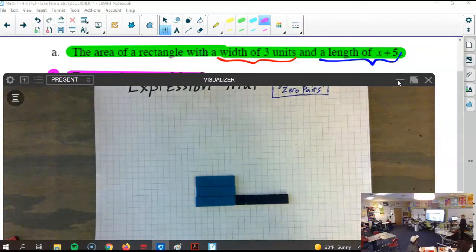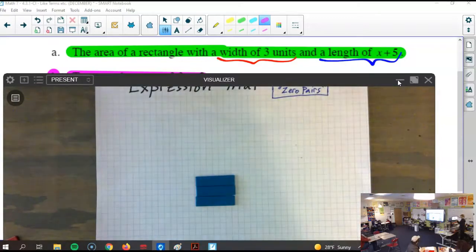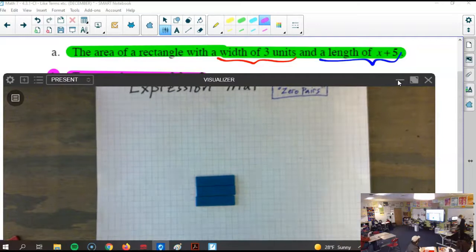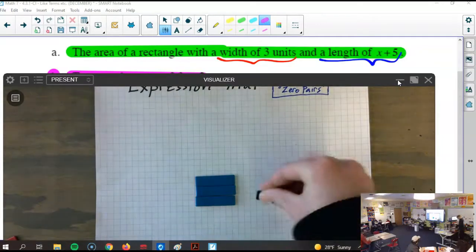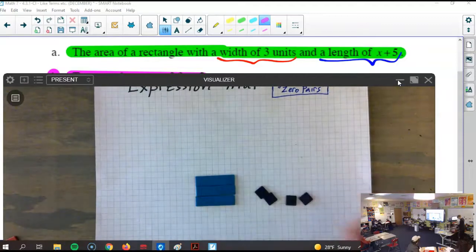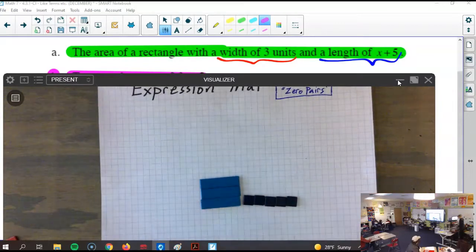5. But wait, you only put 1 tile. This is a 5 tile. What if I don't have any of those? Then you take 5 of these little blocks. Yes, there. And is that everything, or do I need more? That's it. That's all the tiles I need to use.